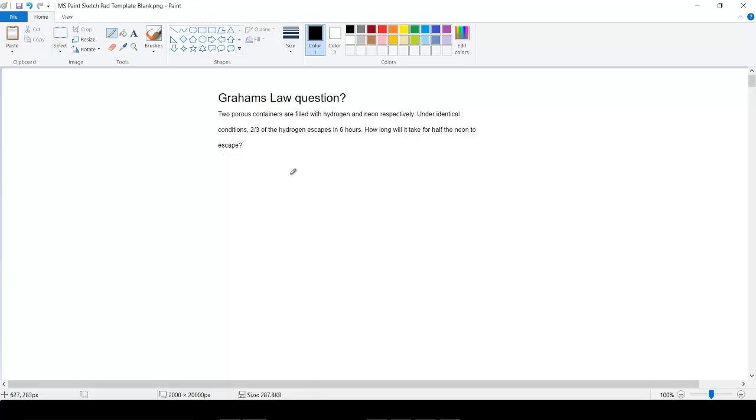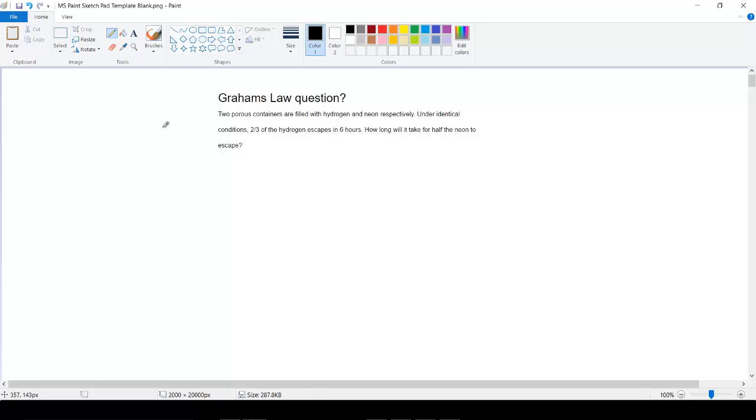Is that the right word? Effuse? I think it is. Maybe I'm wrong on that. But basically, to diffuse is to go through a porous barrier. And the other one, which I think is effuse, is to go through a very small hole. So they're a little bit different, but I guess it works the same way for either one.